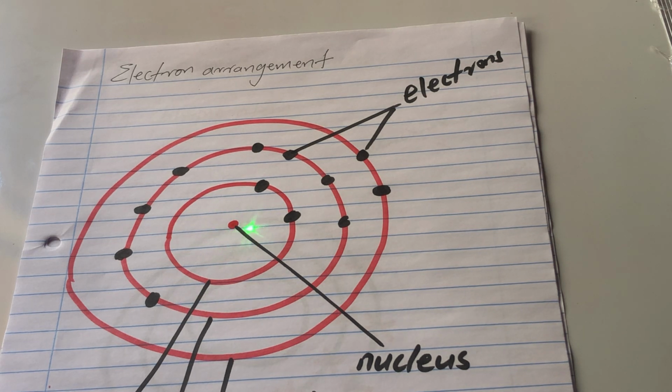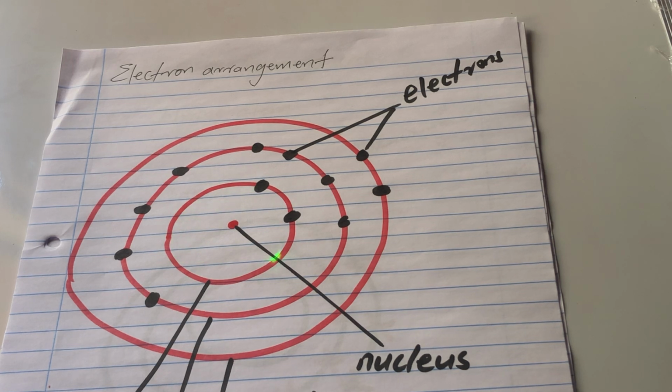First, what I've pointed at here is a nucleus. We know that in a nucleus we find the proton and neutron. And then we have levels or orbitals. This is the first level or first energy level, second energy level, third energy level. The black dots here are representing electrons.